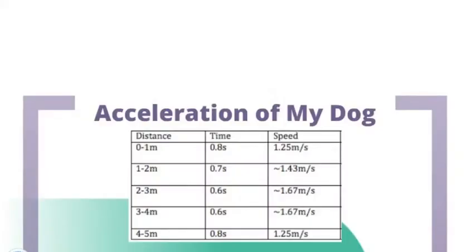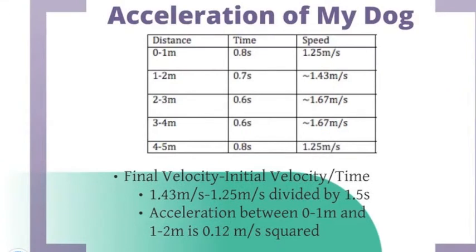This is my dog doing 5-meter sprints filmed in two different angles. This is a table that we made for the time it took him to run each meter. I then went ahead and calculated the acceleration. Since acceleration is final velocity minus initial velocity over time, when you look at the acceleration between 0 to 1 meters and 1 to 2 meters, you have to do 1.43 meters per second minus 1.25 meters per second divided by 1.5 seconds, which is the sum of 0.8 seconds and 0.7 seconds, which leads to an acceleration of 0.12 meters per second squared.